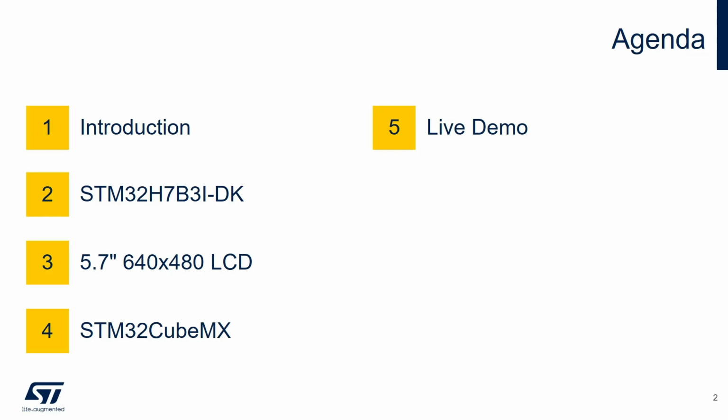We'll begin with a short introduction, followed by an overview of the STM32H7B Discovery Board. Then we will see how to extract the display timings of the 5.7 inches 640 by 480 display from its datasheet, which we will use to set up the LTDC configuration in STM32CubeMX. After that, we will need to set up the graphics configurations in the x-cube-touchgfx to match the LTDC ones, always using the STM32CubeMX. At the end, we will finish with a live demo.